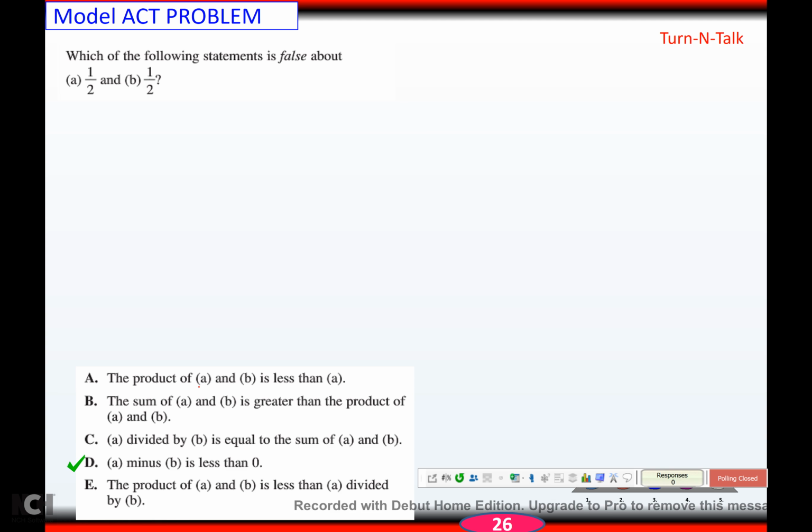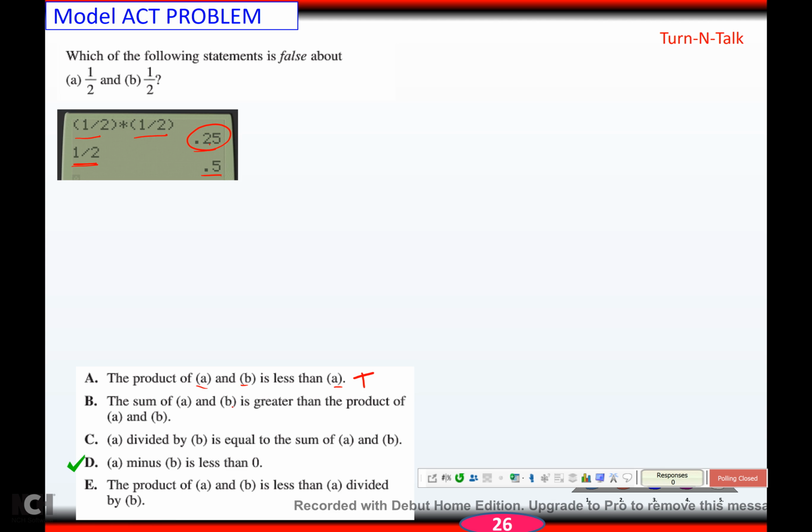Well, A says the product of A and B is less than A. Well, let's see. Product means multiply. So there's A times B, which is 0.25. Is that less than A? A was 1/2. 0.25 is less, so that's true.